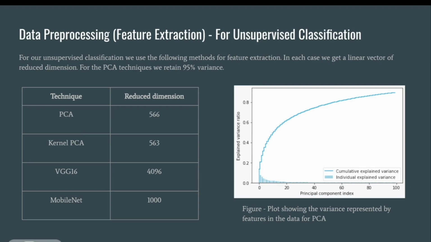Before using any unsupervised classification method, we need to perform feature extraction, which is basically obtaining a rich, informative and compact representation of the input. For our unsupervised classification, we use the following methods for feature extraction: PCA, kernel PCA, VGG16 and MobileNet. In each case, we get a linear vector of reduced dimension. For the PCA techniques, we retain 95% variance. Feature extraction is a very important step since that will help our model understand which features to focus on to define similarity between images and perform meaningful clustering.